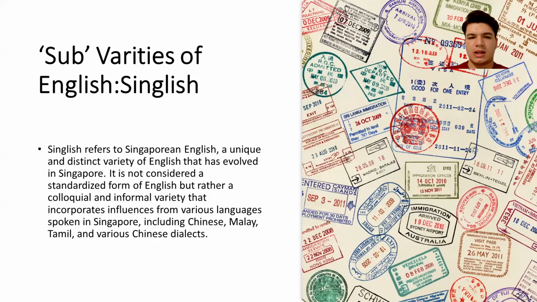Subvarieties of English. Singlish. Singlish refers to Singaporean English, a unique and distinct variety of English that has evolved in Singapore. It's not considered a standardized form of English, but rather a colloquial and informal variety that incorporates influences from various languages spoken in Singapore, including Chinese, Malay, Tamil, and various Chinese dialects.